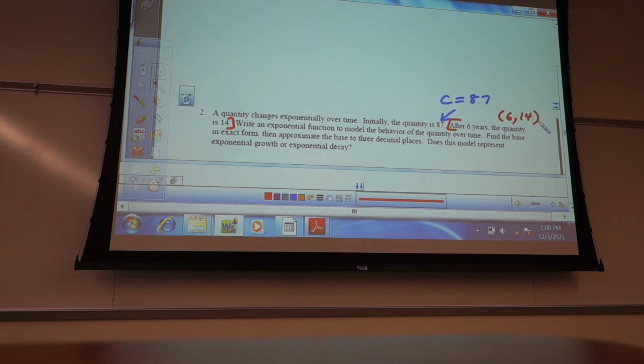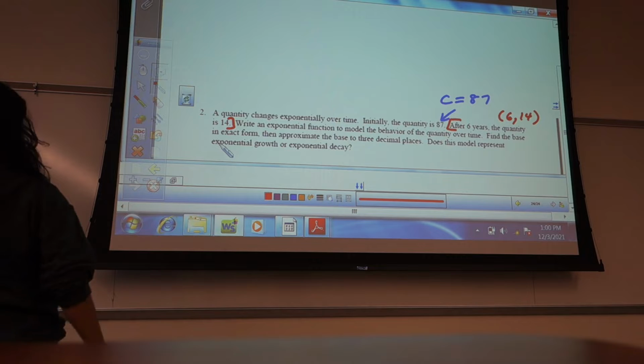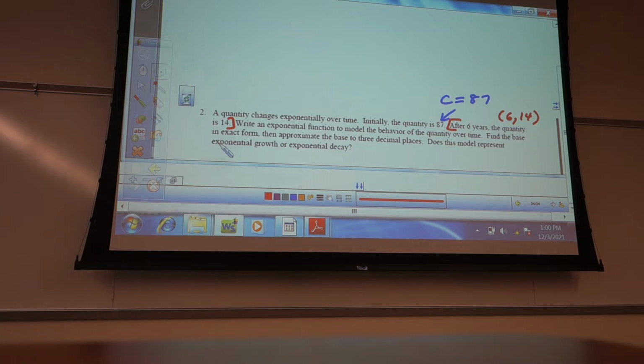Everybody understanding that? Does everyone see where Fox got that? After 6 years, the quantity is 14. So after 6 years, you have 14. Okay, good. So again, I start with my function, y equals c times a to the x. I know that my c is 87, so now I can update that: y equals 87 times a to the x.